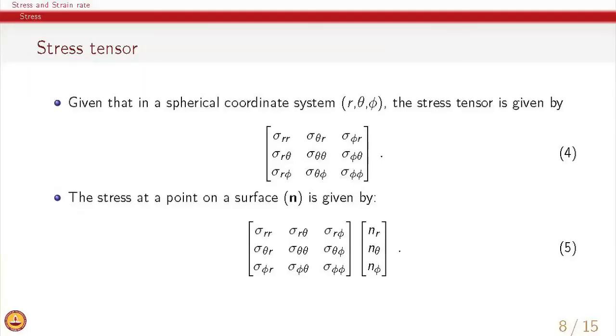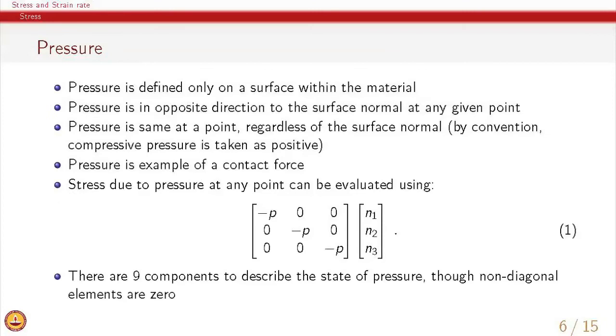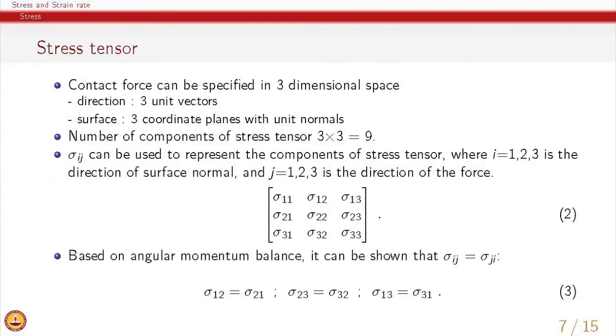So therefore the number of components in stress tensor are 9, which is what we saw also earlier, that the pressure also can be specified using all the 9 components, but because pressure is isotropic, or pressure does not change depending on the surface normal at a given point, we only have diagonal elements and no non-diagonal elements. But in general we will refer to the contact forces in the material using a stress tensor, and this stress tensor will have 9 components.